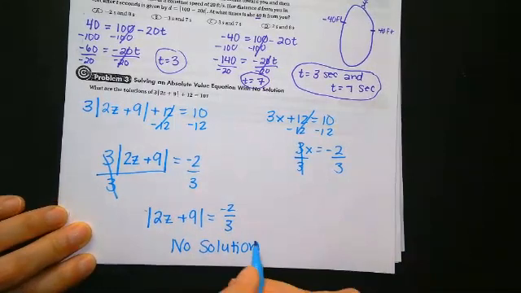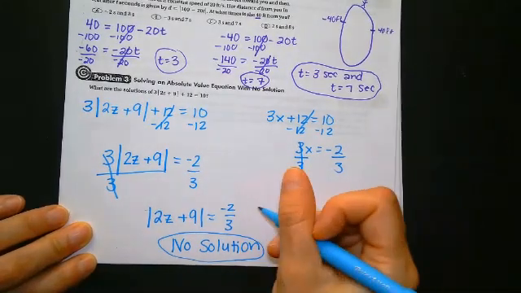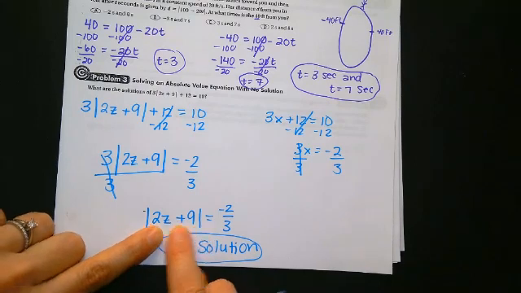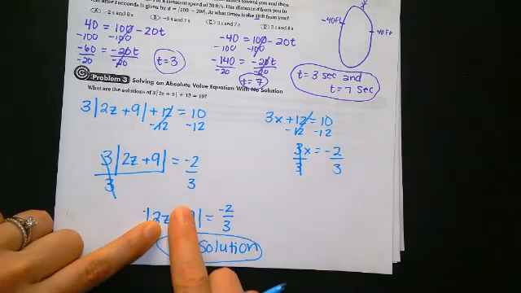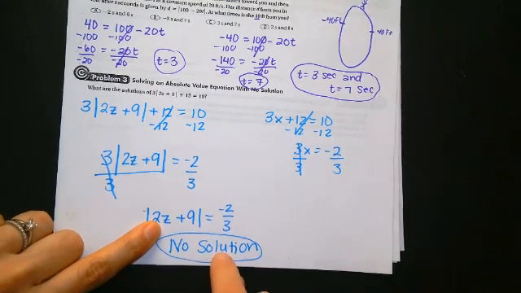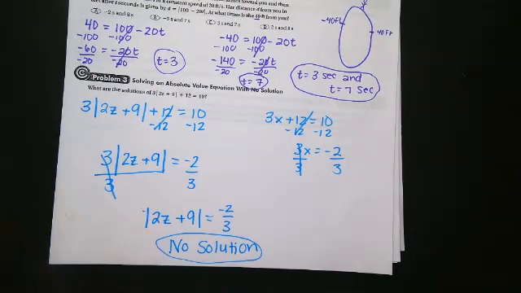Okay, so here's the note. If everything left to solve is inside of the absolute value symbols and the solution is negative, you're already at no solution for that. Okay, hopefully that is helpful for notes.